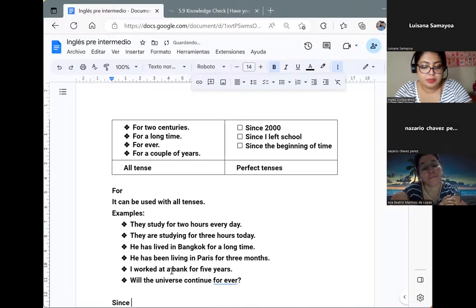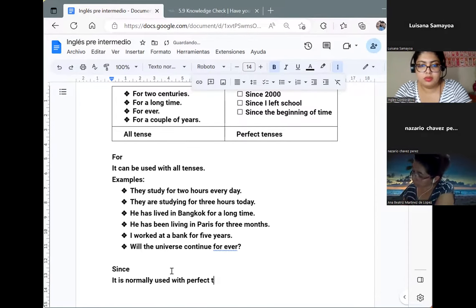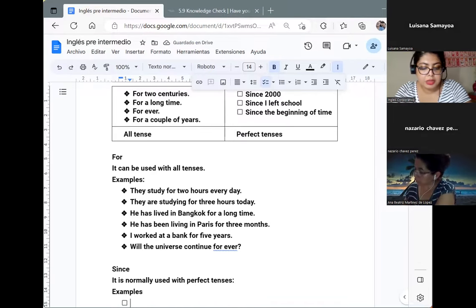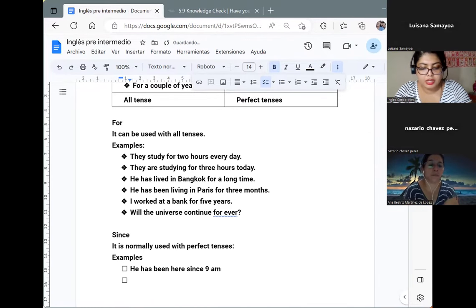Now, we are going to see since, which is normally used with perfect tenses. And we have the examples. Here, it says, he has been here since 9 a.m. He has been working since he arrived. I have lived in New York since my childhood.